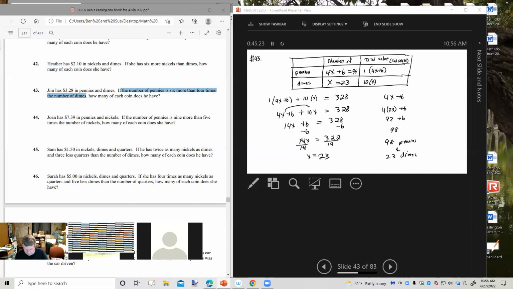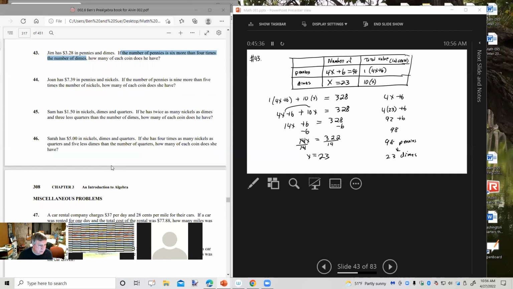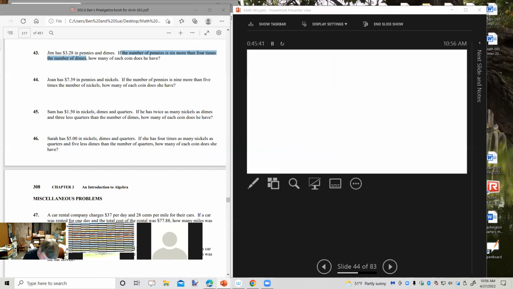All right. Any question about that? Okay. Let's take a look at number 45. Sam has $1.50 in nickels, dimes, and quarters. If he has twice as many nickels as dimes and 3 less quarters than the number of dimes, how many of each coin does he have?